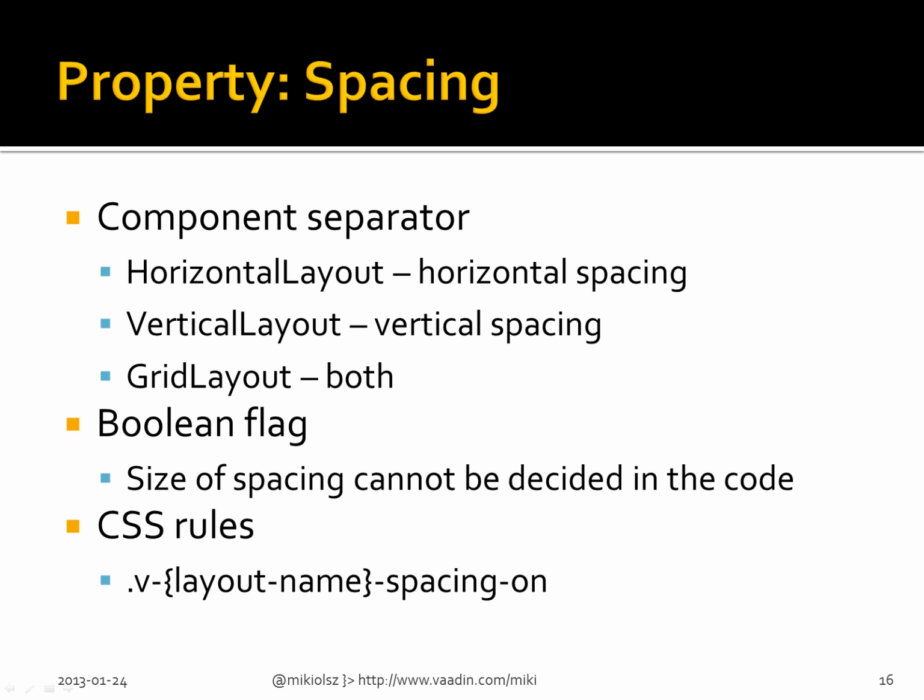So as I said, there are some layout specific properties common to all three of those. The most important one probably is spacing. If we set spacing of these layouts to true, then we get a component separator, so there will be an empty space between the components. By default, one component is just shown next to another one. There is a CSS rule for that. It's v, then the layout name and spacing on, which allows you to set your custom width or even other styles like images or something like that. And since this is a Boolean property, then you cannot decide the size of the spacing in a code. You have to do it with CSS.